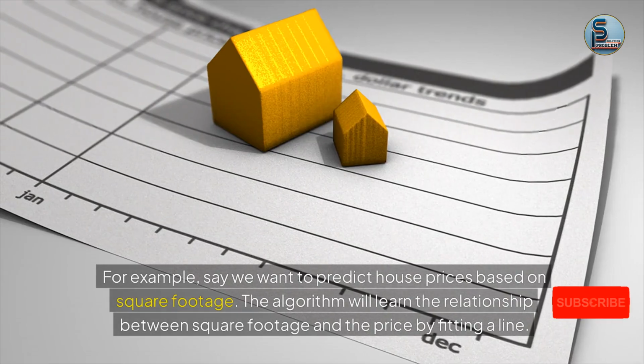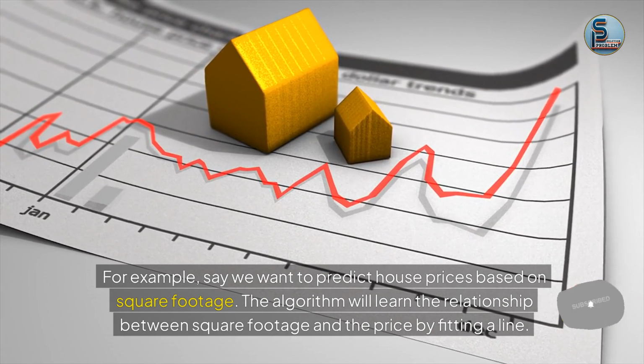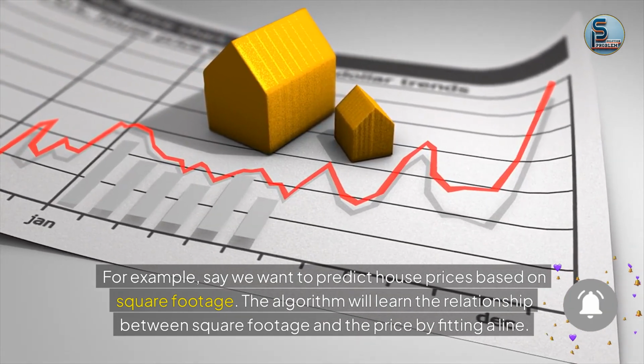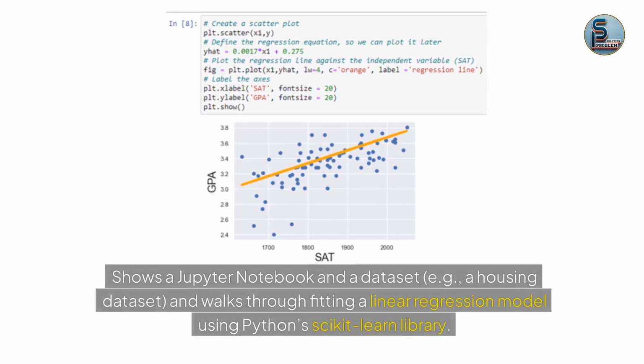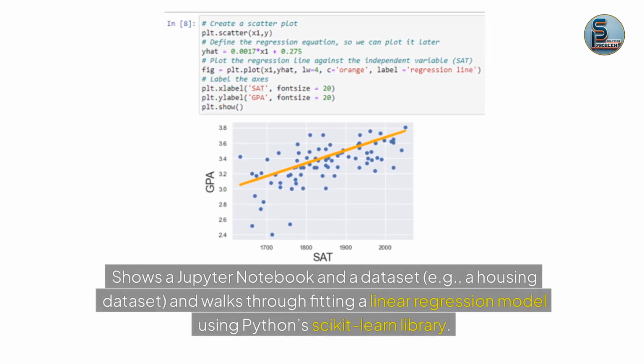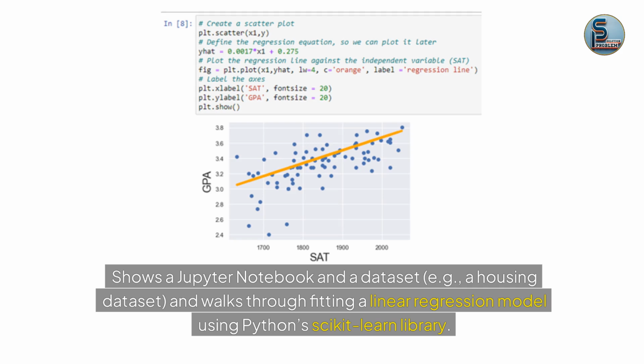For example, say we want to predict house prices based on square footage. The algorithm will learn the relationship between square footage and the price by fitting a line. Shows a Jupyter notebook and a dataset, e.g., a housing dataset, and walks through fitting a linear regression model using Python's scikit-learn library.